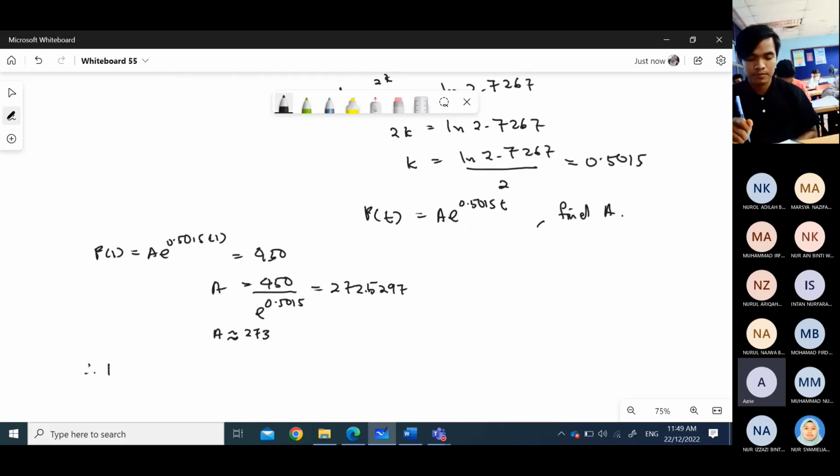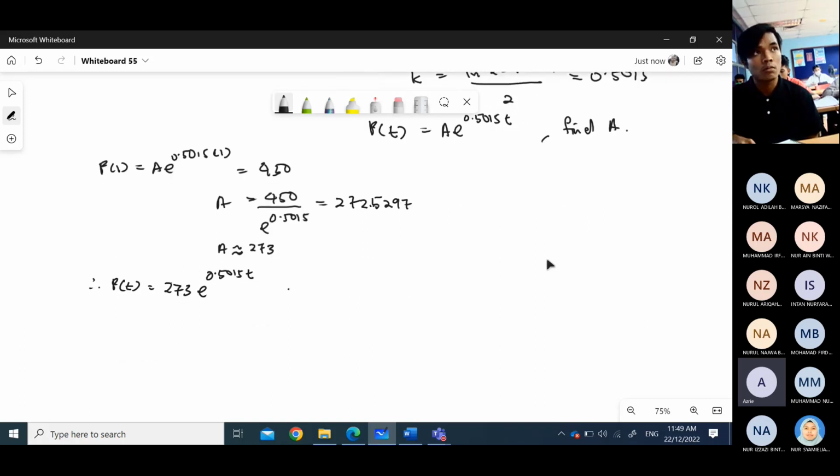So therefore, the population of bacteria ataupun the cells at any time t, here you masukkan 273 exponent 0.5015 t. Okay, so the original cells, P0. Bila dia kata original cell means that t equal to 0. Masukkan.